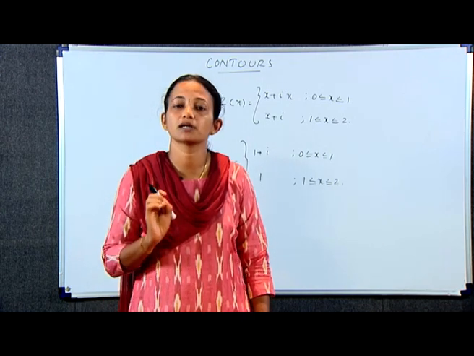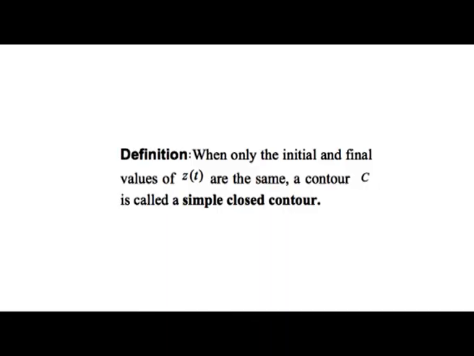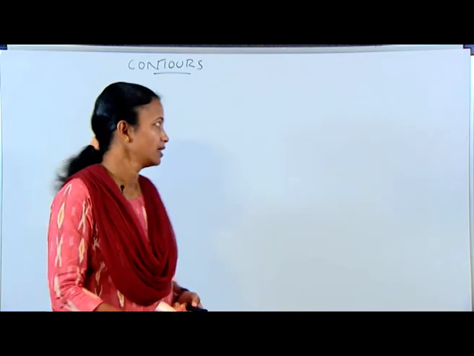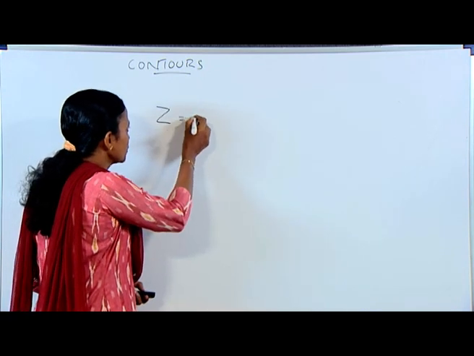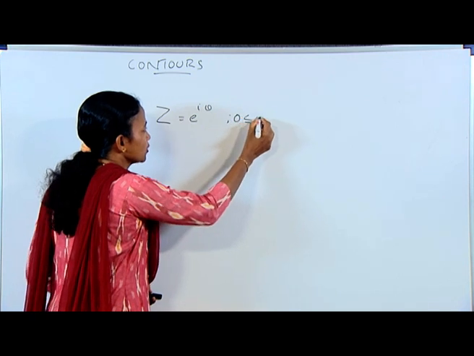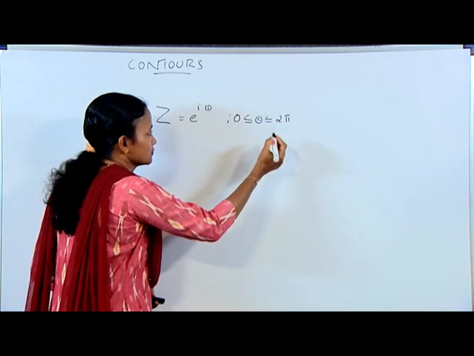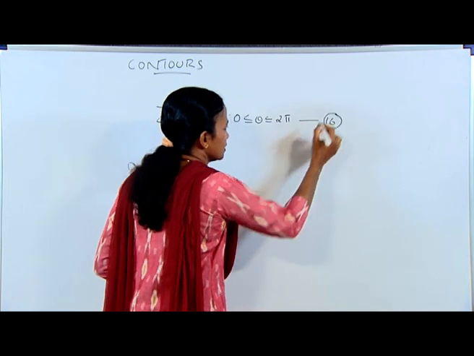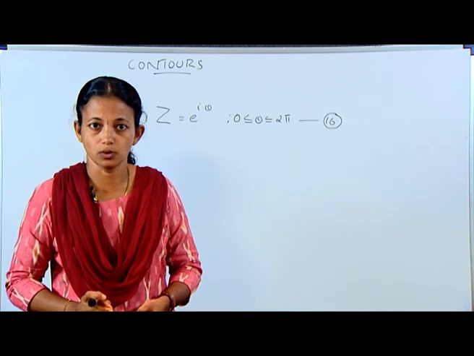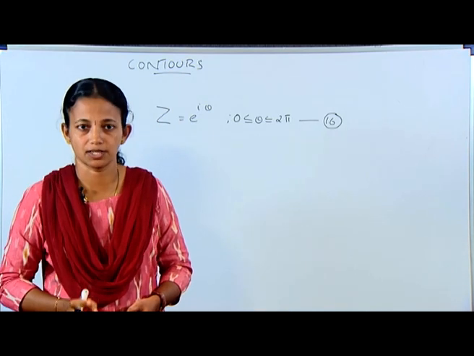Next we have the simple closed contour. When only the initial and final values of z of t are the same, a contour C is called a simple closed contour. The next example is the unit circle. We have discussed z is equal to e raised to i theta, where theta varies between 0 and 2 pi. This is our equation number 16, about the origin, a simple closed contour oriented in the counterclockwise direction.